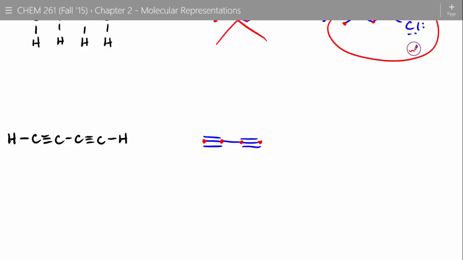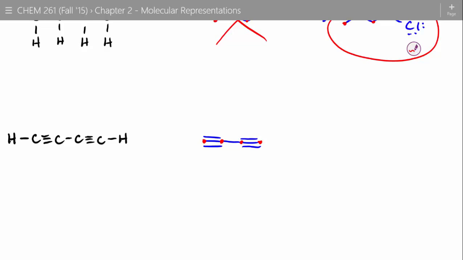Wait, so we can't beat that? So in this case, everything is sp hybridized. So they're all going to be 180 degrees. There's not going to be a zigzag. Anytime you see a triple bond, remember it's going to be linear. Double bonds and single bonds will zigzag.